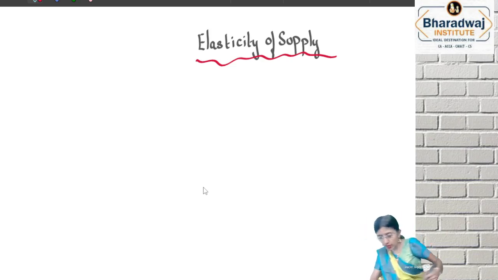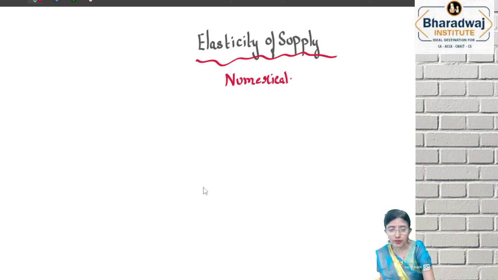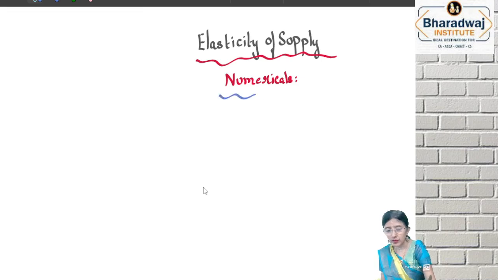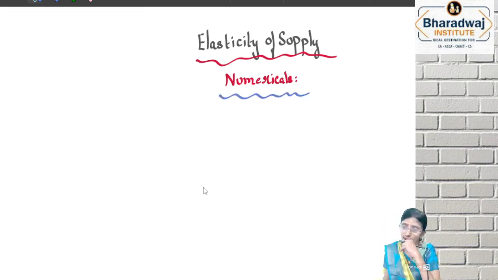Yeah. Because these are numericals, I thought as we are doing, next we have to enter into economies of scale, which is purely a conceptual or theoretical discussion. So today, for cost and revenue, along with that, I thought elasticity of supply numerical examples we will see.